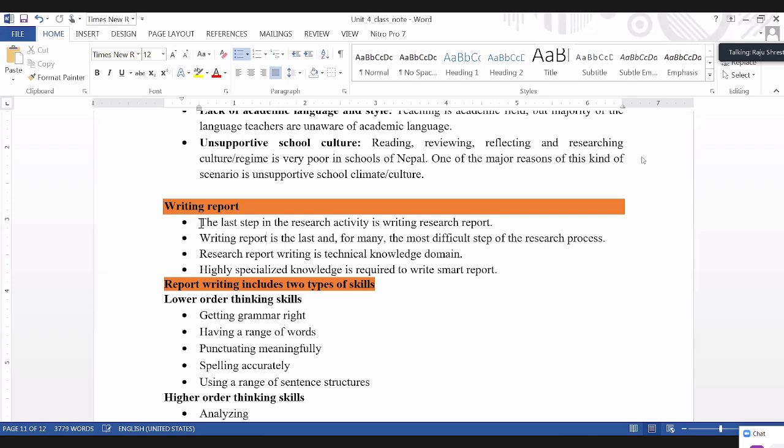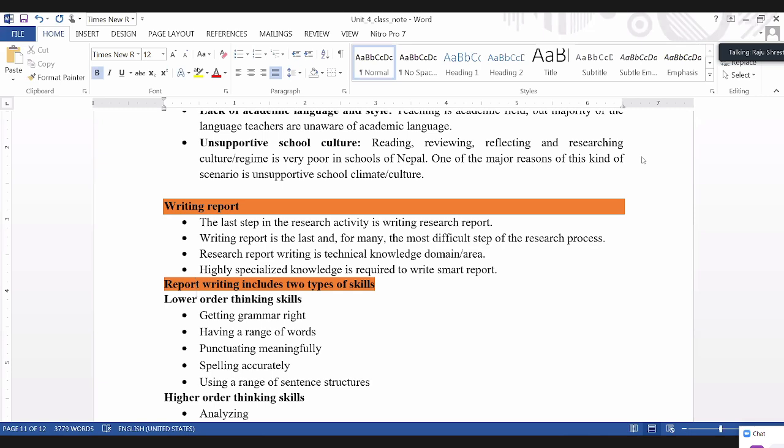Last step in the research activity is what? The last step in the research activity is writing research report. Writing report is the last and for many the most difficult step of research process. So this report should reflect, report should consist of the real things what we did in the research process. Report writing is technical knowledge area domain हैन, यो technical part हो. A highly specialized knowledge is required to write a smart report.